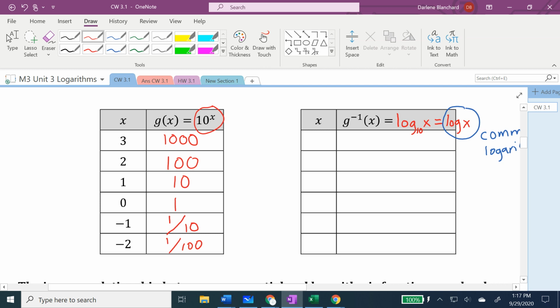Now let's make a table for the common logarithm. If I input the x-coordinate 1000, I get out 3. If I input into this logarithm 100, I get out 2. And all I'm doing is reversing these points.